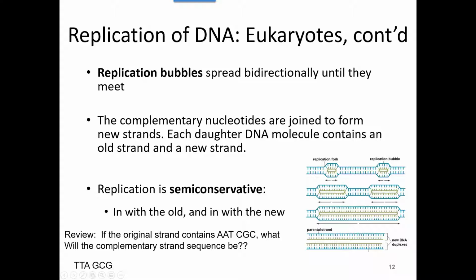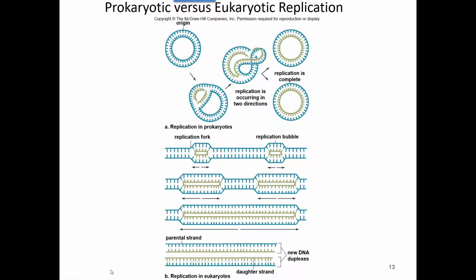This is just showing the difference between what the prokaryotic replication looks like compared to the eukaryotic replication. Again, prokaryotic replication has that circular DNA. Ultimately, you still make two new strands, both semi-conservative, but they're circular, whereas eukaryotic cells have a linear DNA, but we can start that replication in multiple places.